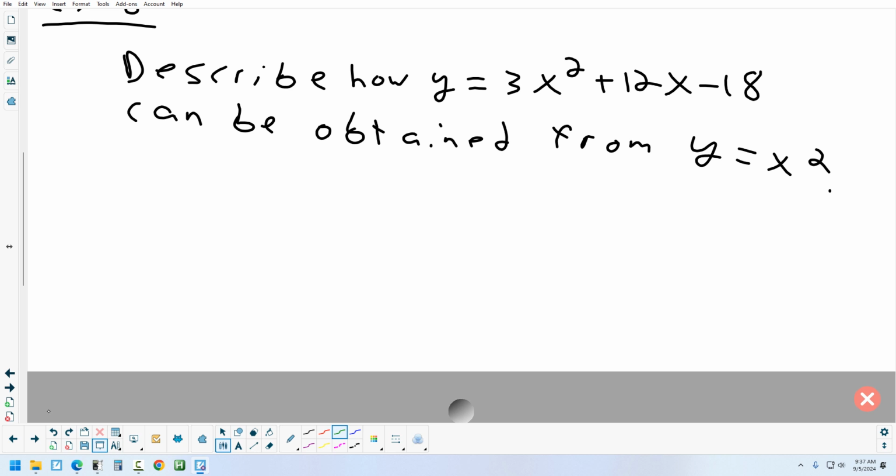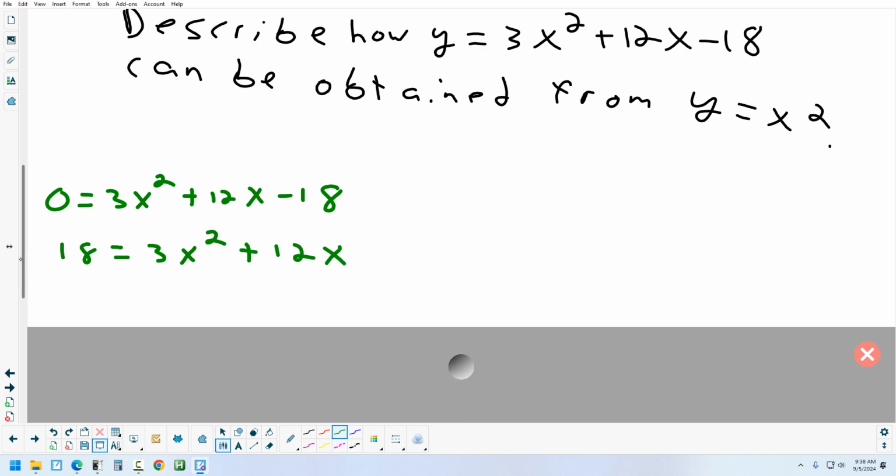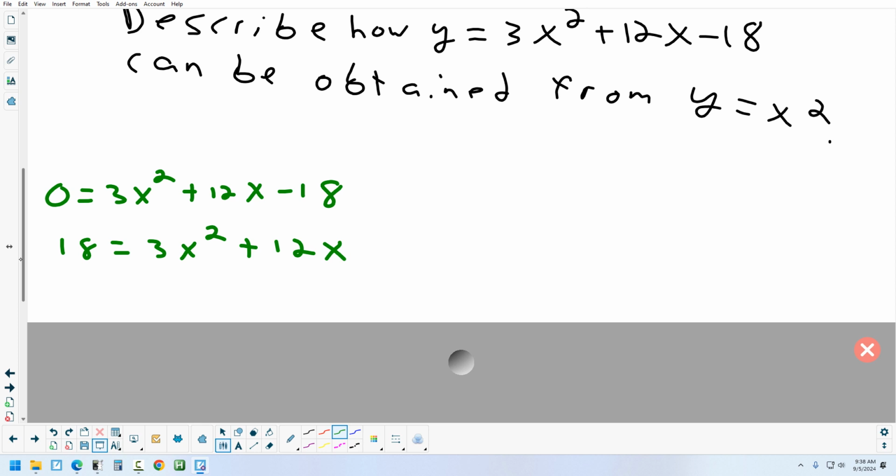All right, so we're going to have 3x squared, and think of it like we're going to set it equal to 0. That's how we're going to put something on the other side. So there's the original problem. Now let's take the 18 and put that on the other side. Any questions on the first step of moving the constant to the other side? That's step 1.